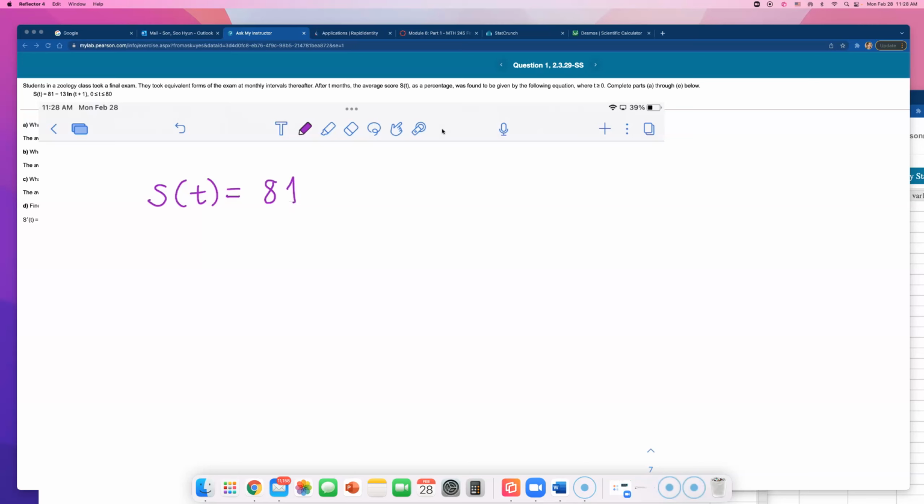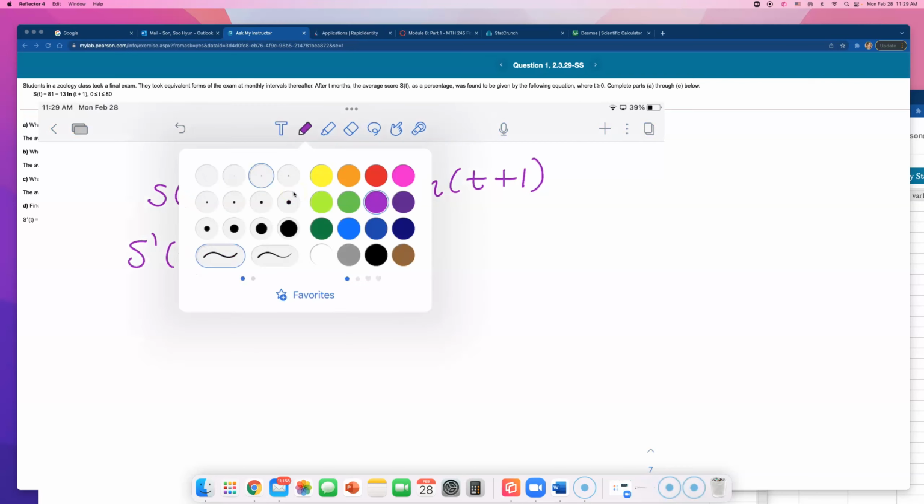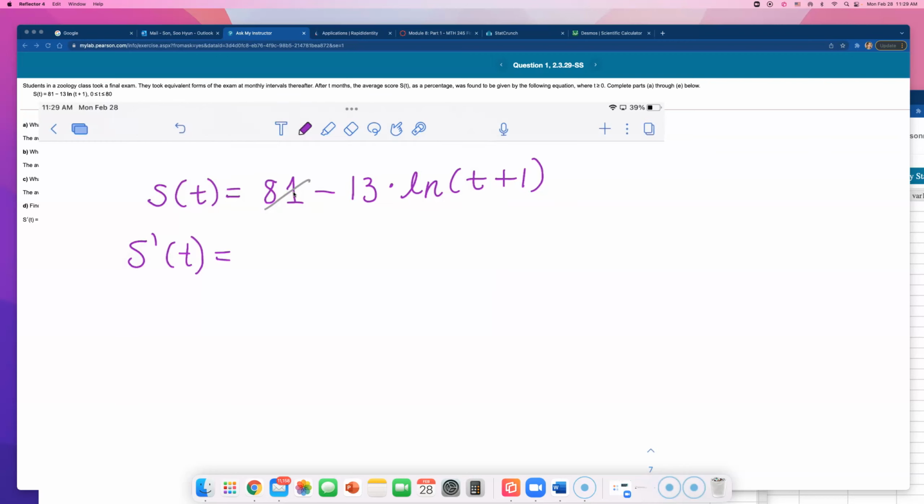You have 81 minus 13 times natural log of t plus 1. Let's find the derivative of this. What about the derivative of 81? That's just going to be 0, right? So we don't really care about this 81 anymore. But what about the derivative of negative 13 times natural log of t plus 1?